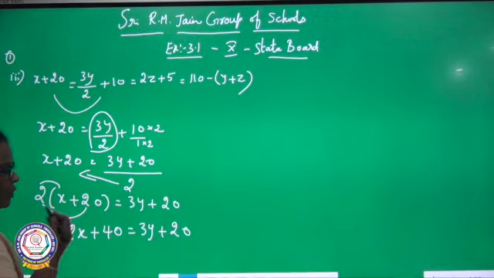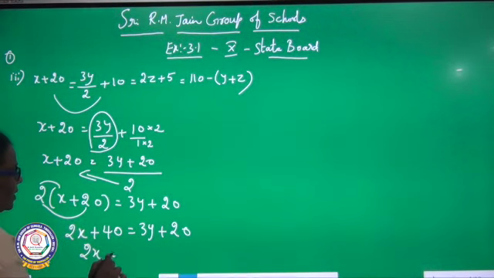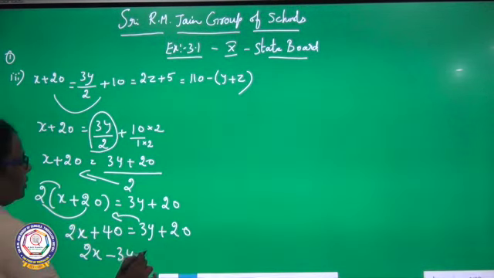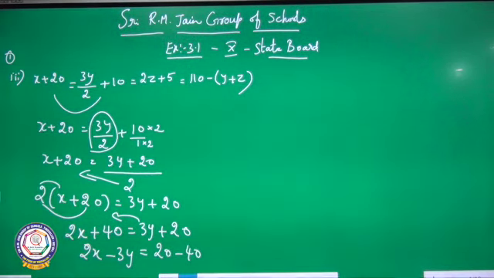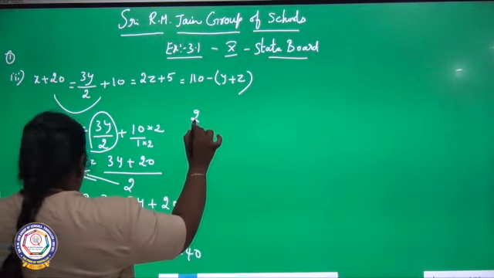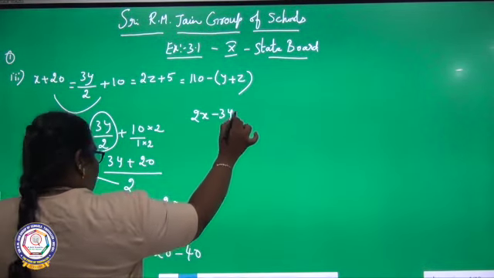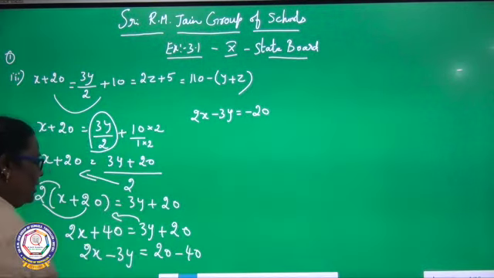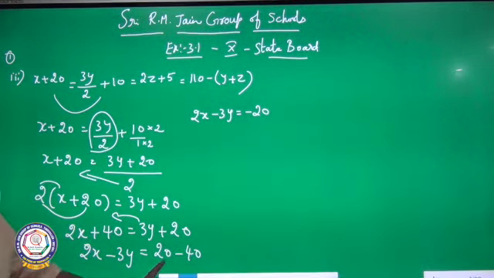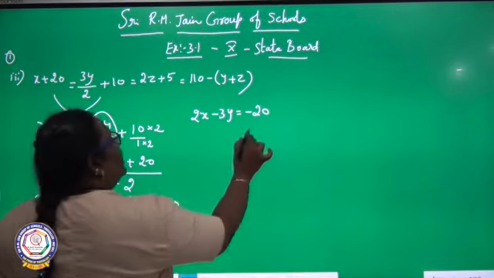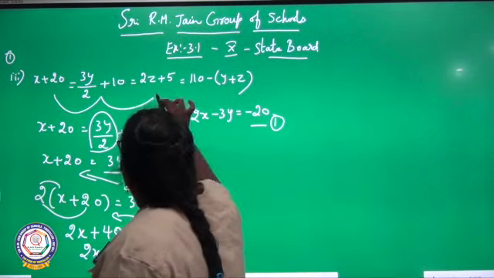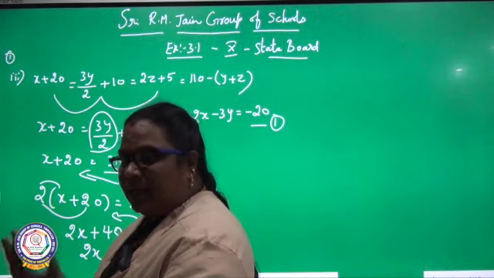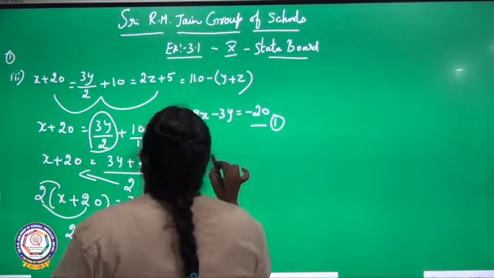So bring the variables to one side. 2x minus 3y equal to 20 minus 40. So 2x minus 3y equal to minus 20. You can take it as the first equation. Then we can compare the second and third. You can compare the second equation and third equation.